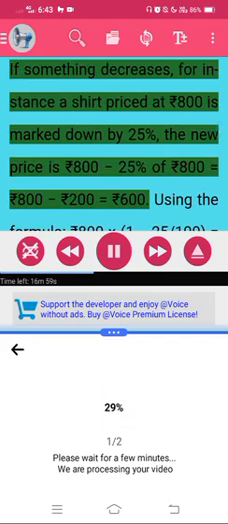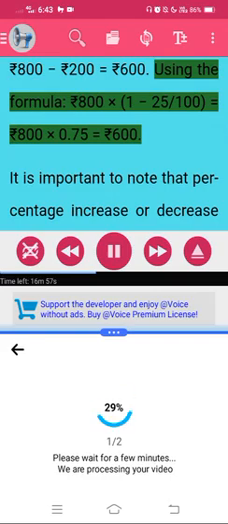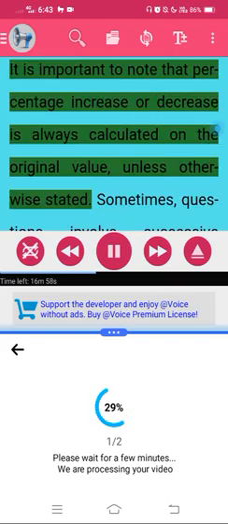If something decreases, for instance, a shirt priced at 800 rupees is marked down by 25%, the new price is 800 rupees minus 25% of 800 rupees equals 800 rupees minus 200 rupees equals 600 rupees. Using the formula, 800 rupees times (1 minus 25/100) equals 800 rupees times 0.75 equals 600 rupees. It is important to note that percentage increase or decrease is always calculated on the original value, unless otherwise stated.